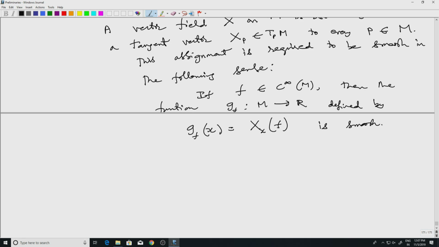So this is what we mean by smooth vector field. Now, every notion that we define, we can always use a coordinate chart to see what exactly it means. So here, for example, let's see what this notion of smoothness means if I take a coordinate chart. I'll give an equivalent definition of smoothness in a coordinate chart.